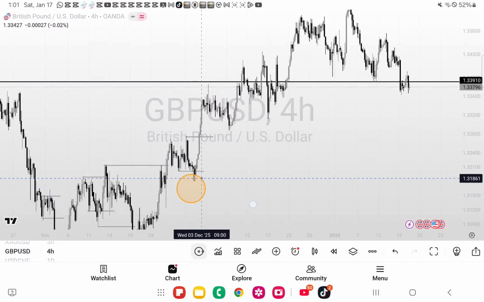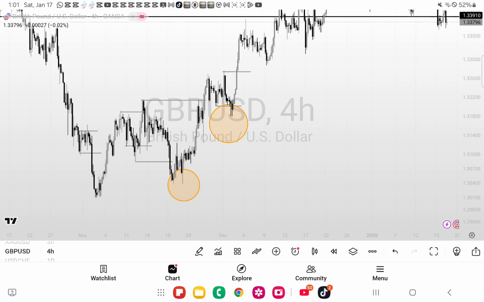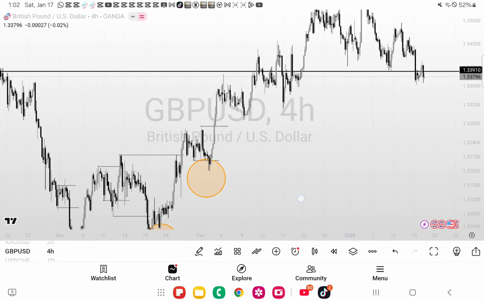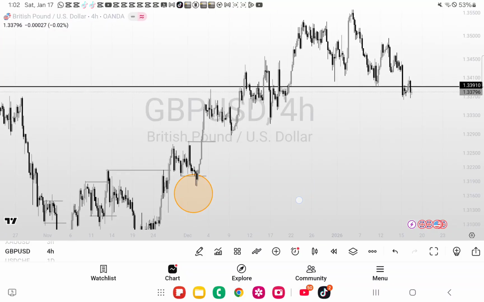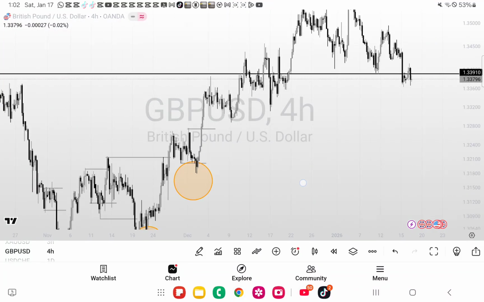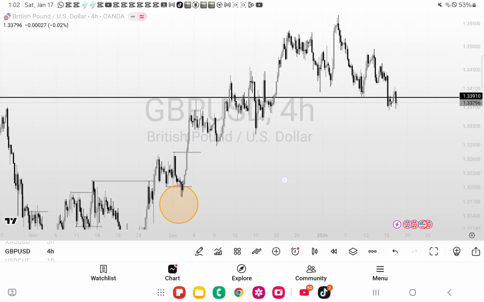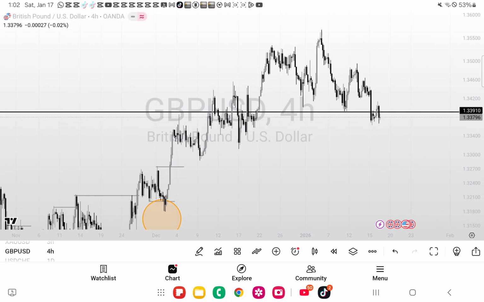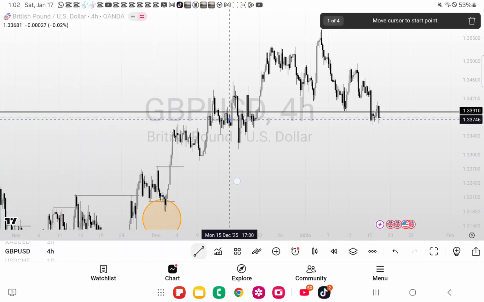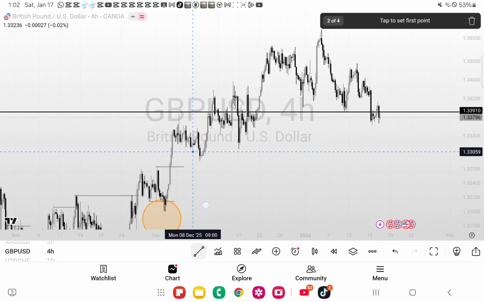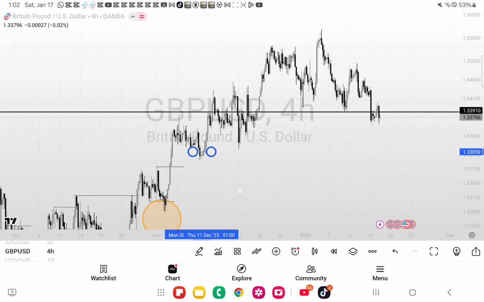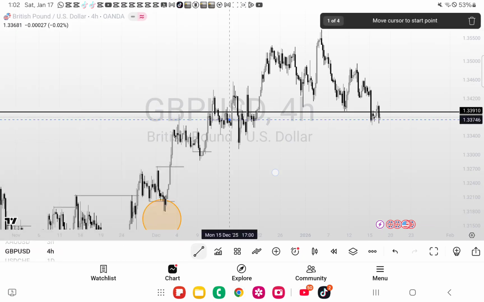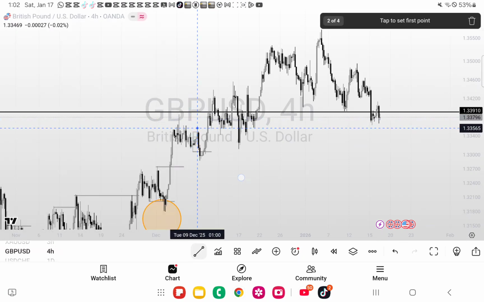We have also this strong low, but this is the main low. So we have also this strong low. This is a strong low as well. So now we are pushing to the upside, right? This is also a strong low. We have a liquidity sweep on this low, and we have a break of structure to the upside.